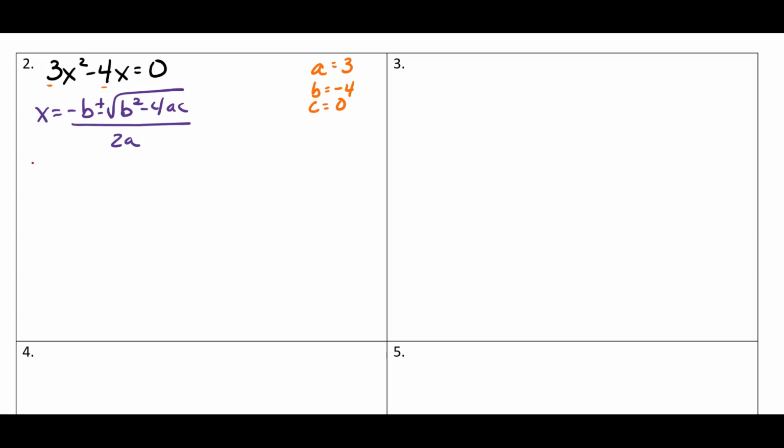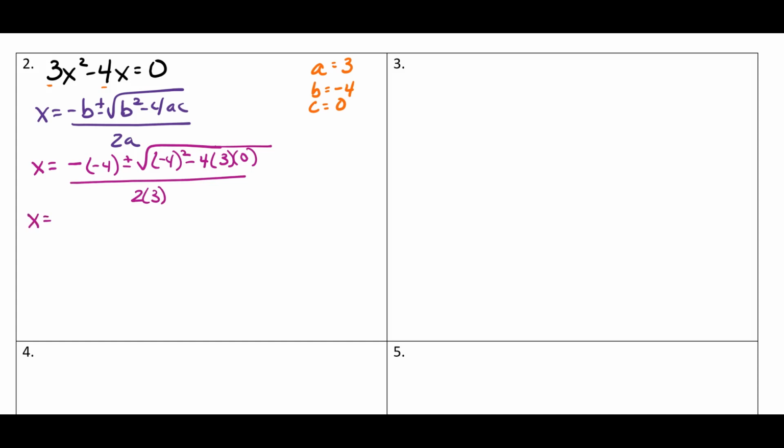So our values would be x equals negative. Now I am going to put double negatives here because that's going to create a positive 4 in just a minute. And then I'm going to have negative 4 in parentheses squared. You have to put the parentheses around it. Minus 4 times a is 3 and c is 0. All divided by 2 times a, which is 3. 2 times 3. So now we're going to clean it up.